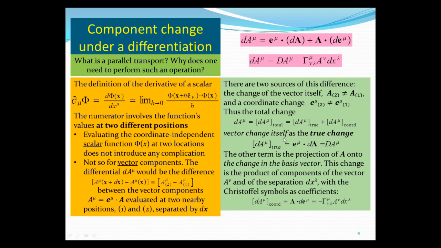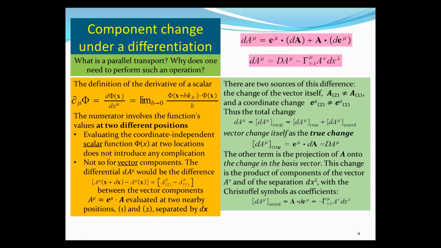The vector itself can change. We call that true change. It is equal to the first term here, e dot dA, the change of the vector. And in fact, we'll identify that with the covariant differentiation. The other term is the projection of A onto the change in the base itself.